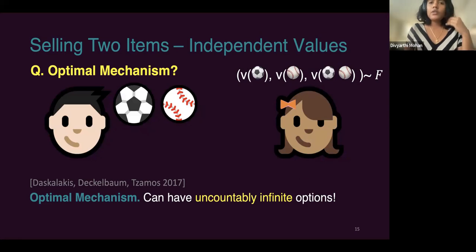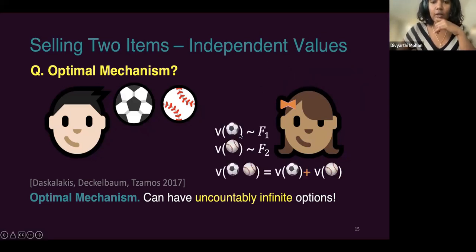Okay. Just a quick note about independent values. By independent values, I just mean that the buyer's value for the soccer ball is drawn independently of her value for the baseball. And in this case, they study the setting where the value for both the items is the sum of the values. Okay. So why am I talking about independent values? Why am I suddenly talking about values being drawn independently?